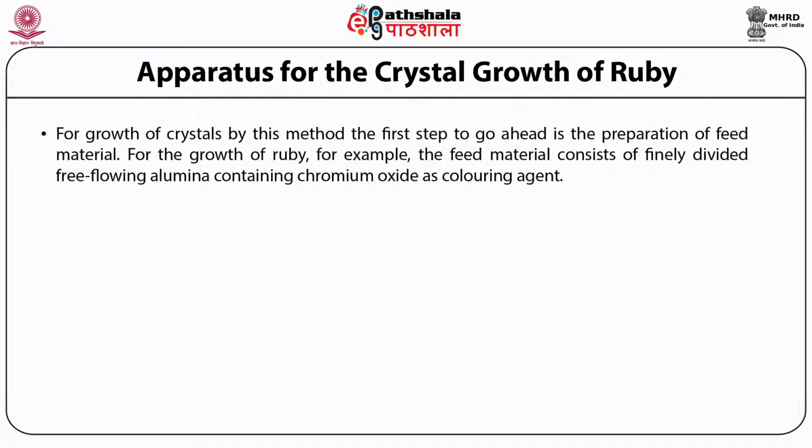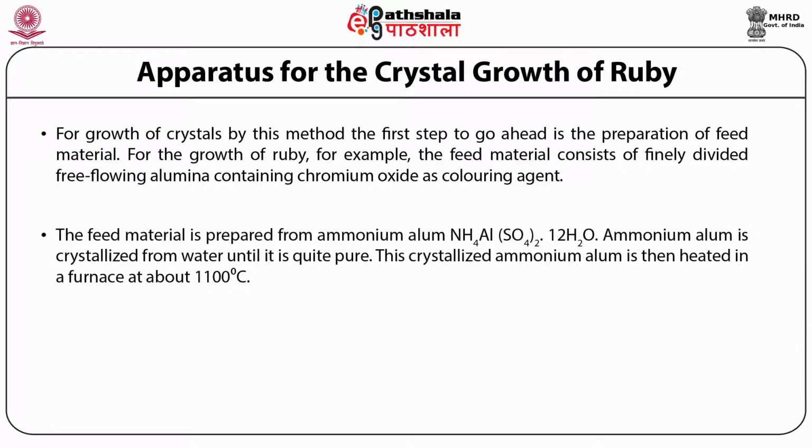For growth of crystals by this method, the first step is the preparation of feed material. For the growth of ruby, for example, the feed material consists of finely divided free-flowing alumina containing chromium oxide as coloring agent. The feed material is prepared from ammonium alum, with chemical formula NH4Al(SO4)2·12H2O.